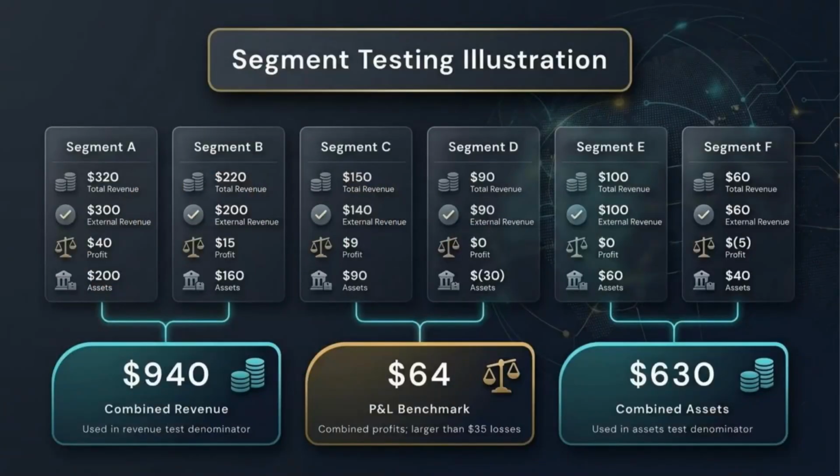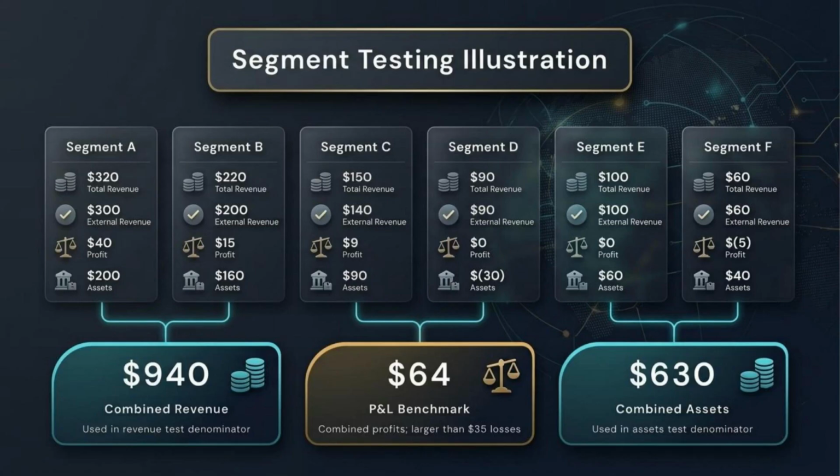Now we apply the test to 6 operating segments. Segment A has total revenue of 320, external revenue of 300, profit of 40, and assets of 200. Segment B has 220, 200, 15, and 160. Segment C has 150, 140, 9, and 90. Segment D has 90, 80, a loss of 30, and assets of 80.